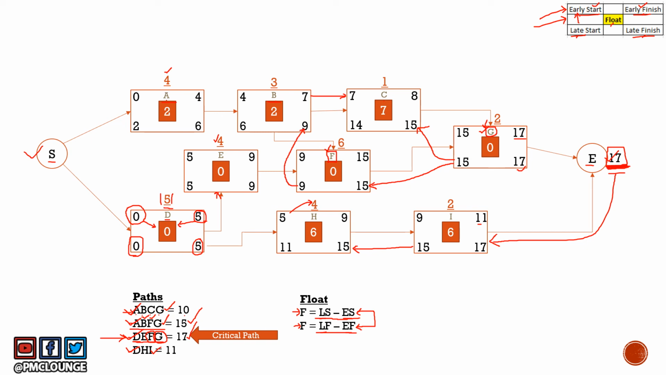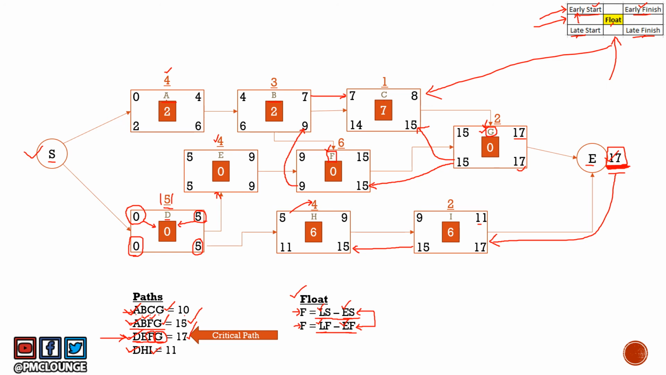So this is how the network diagram looks once you have calculated the float, the late start, the early start, the late finish, the early finish, the classic way of representing each activity with 5 numbers, as you can see here, right? Now, why is this helpful? I'll tell you why it is helpful.